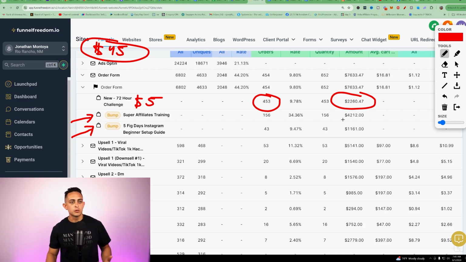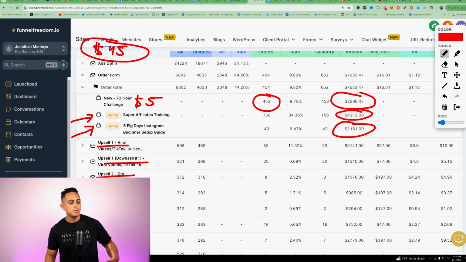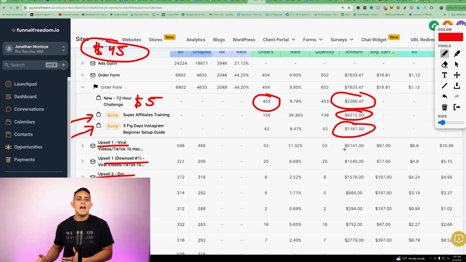You'll notice though, this is where it starts to add up, right? You can see people are gonna be buying the upsells, right? And the downsells and the multiple upsells. And as you can see, there's multiple upsells throughout this entire process. This is where the magic will start to happen, okay?